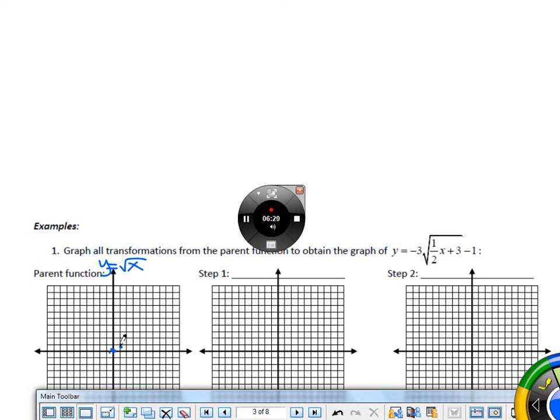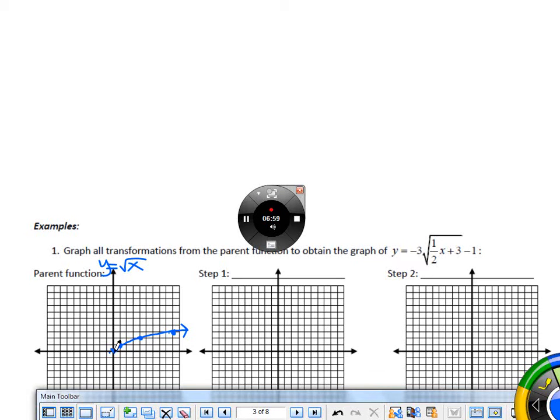So I would plot the points I know. And again, just keep this paper out when you're doing your homework so you have the picture of the parent function so you have a starting point. All right, so there's my parent function, just like we graphed. 0, 0, 1, 1, 4, 2, 9, 3. Okay?